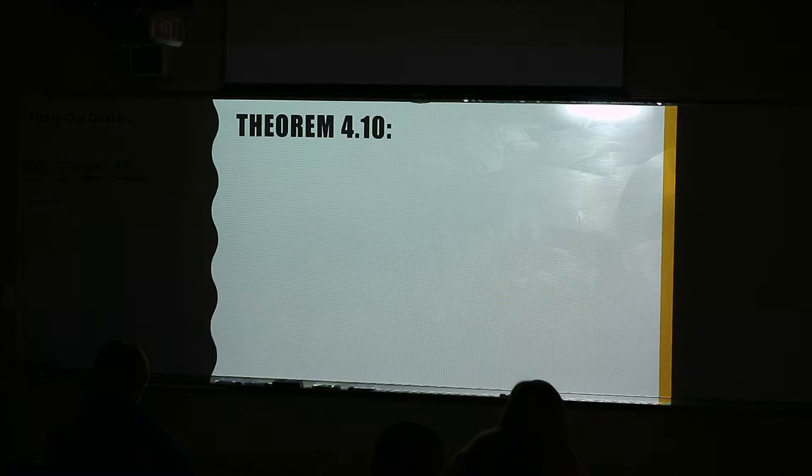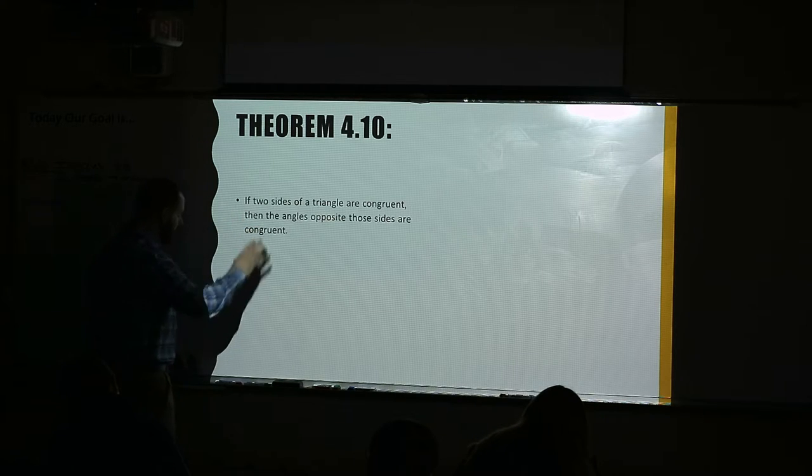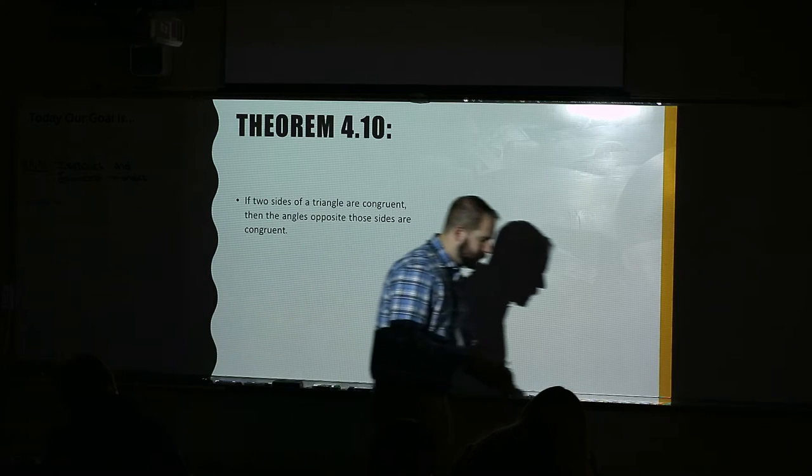First one. If two sides of a triangle are congruent, so basically, if you have an isosceles triangle, like two walls are the same, then the angles opposite those sides are congruent. We'll let you copy that down. This is theorem 4.10. It does have a name. We'll get to the name here in a minute. So we're going to prove it.